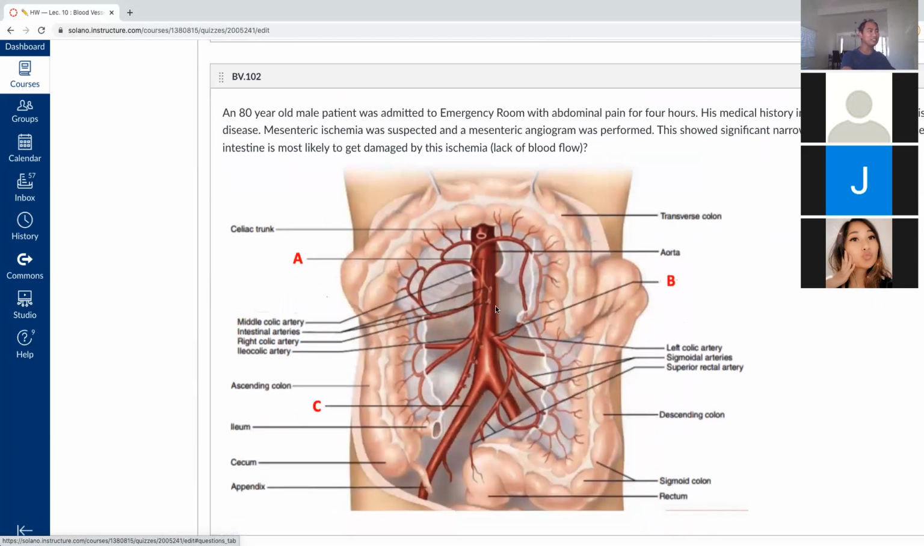Hey, don't forget this: celiac trunk, superior mesenteric and inferior mesenteric.